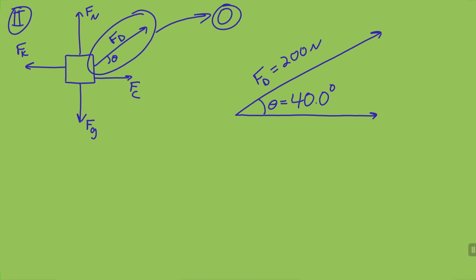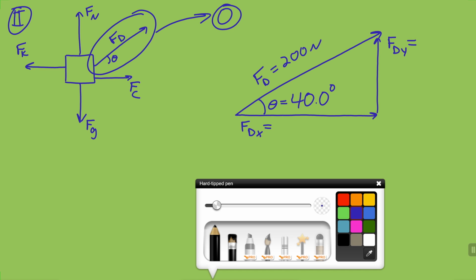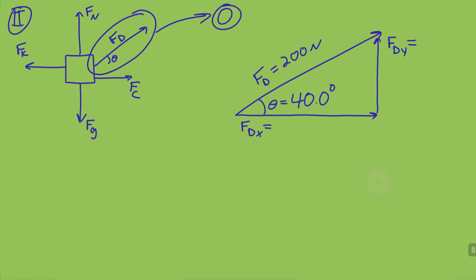I want to find out what are its components. So how much of this is going to the right? How much of this is going up? So the part of Denise's force that's going to the right, I want to call that F sub dx, force of Denise in the x direction. The part of this force that's going up, I want to call that F sub dy. So now I've got to look at this guy, and I've got to figure out a couple of things here. So if I'm looking at this triangle, all right, well, this is a right angle.